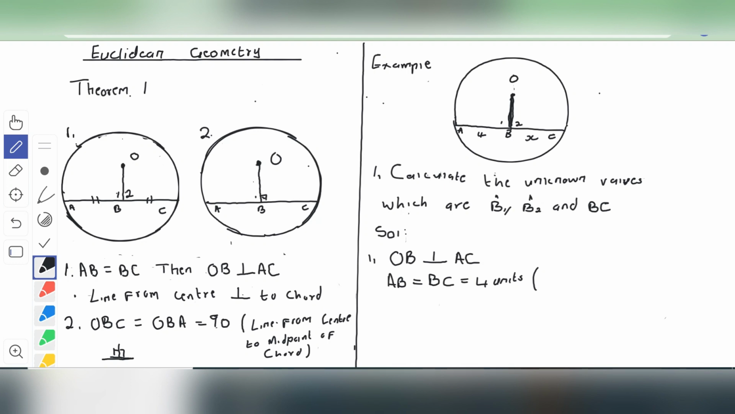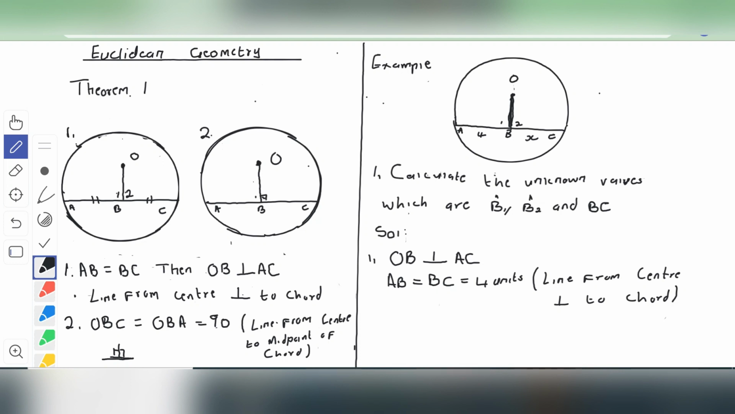Right? The reason is: line from center perpendicular to the chord. Line from center perpendicular to chord. That is our reason, right? So as we know that OP is perpendicular to AC, this line which is drawn from the center, OP is perpendicular to AC.